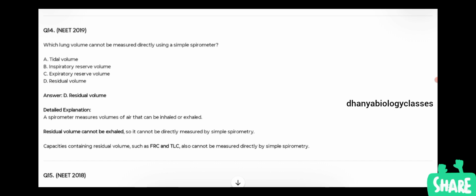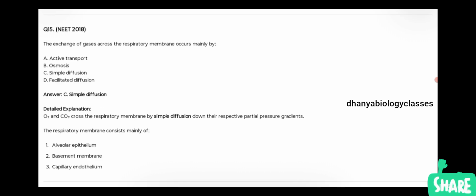Which lung volume cannot be measured directly using a simple spirometer? That is residual volume, because the spirometer measures volumes of air that can be inhaled or exhaled. Since the residual volume cannot be exhaled, it cannot be measured. The exchange of gases across the respiratory membrane occurs mainly by simple diffusion. The gases need to cross the alveolar epithelium, then the capillary endothelium, and the basement membrane between these two.